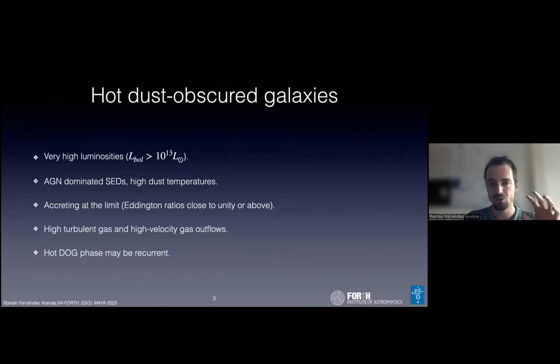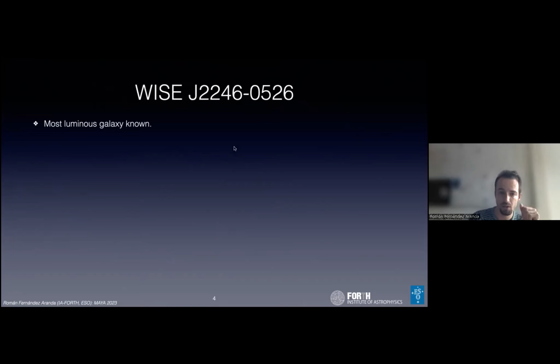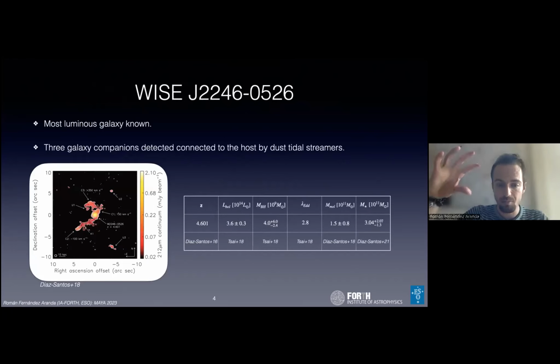So now I'm going to focus on what my research is focused on, one specific hot DOG, which is this one, and for short I'm going to call it MAYA2023, which is the most luminous galaxy known, and it looks like this. It's a merging system. We have a host galaxy in the center and at least 3 galaxy companions. Here we are looking at the continuum observations with ALMA, and everything is connected with dust tidal streamers. So it's a complicated, multiple merger system.